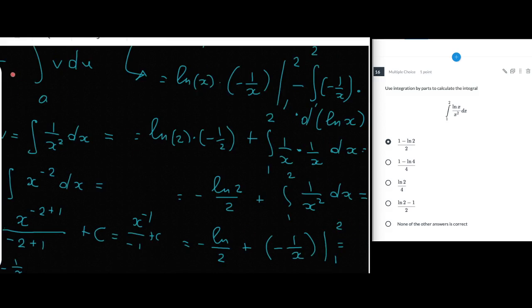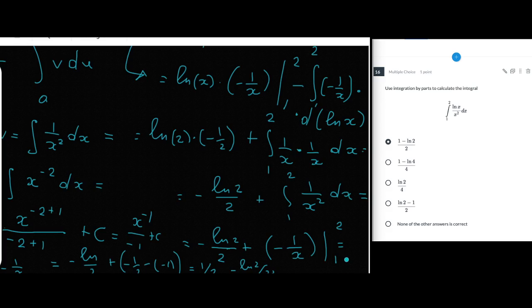I don't have a lot of space here, but maybe I can squeeze in the final result here. So I have negative ln of 2, and then plus negative 1/2 minus negative 1, and the final result is 1/2 minus ln of 2 over 2. And that's the exact same result as we obtained earlier.